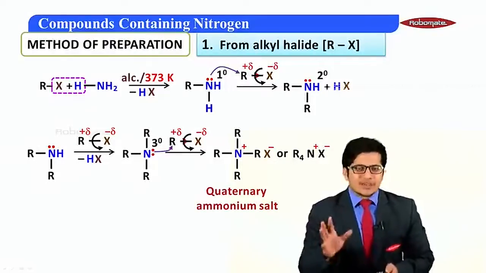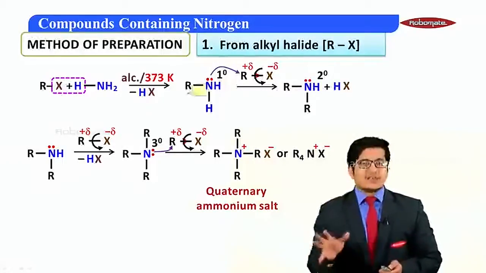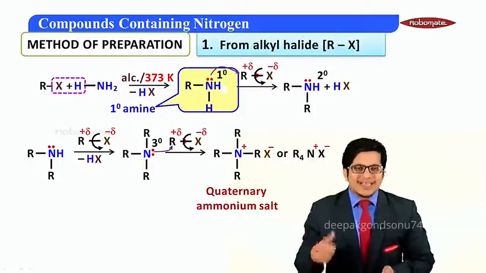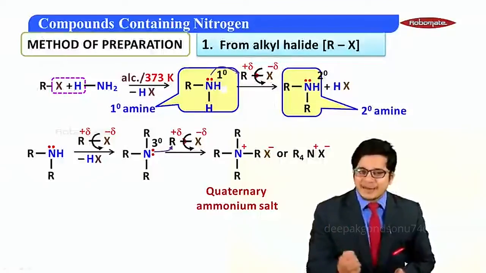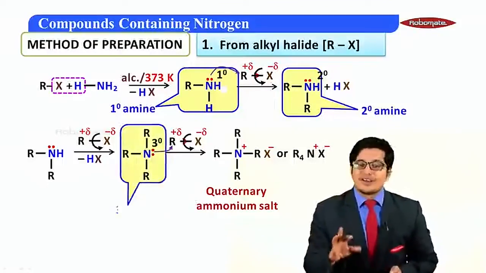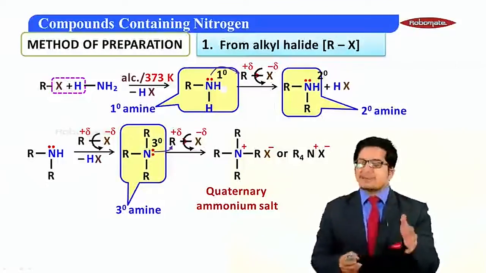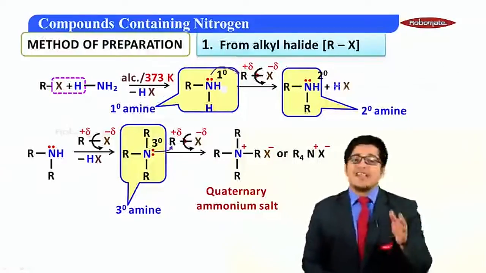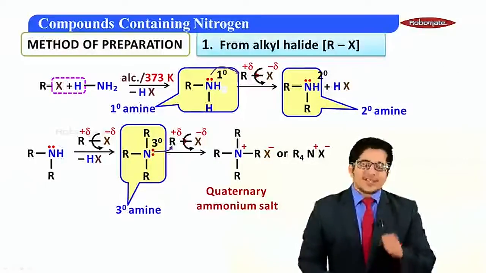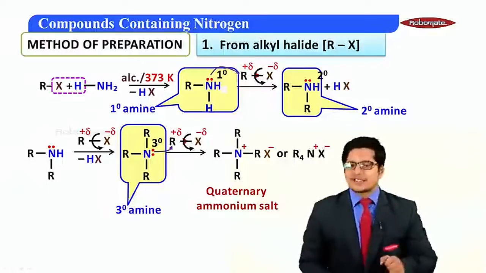So what else do you get? In the entire reaction, we first got a primary amine, next a secondary amine, thirdly a tertiary amine, and the last product was a quaternary ammonium salt. So this was all about the reactions.